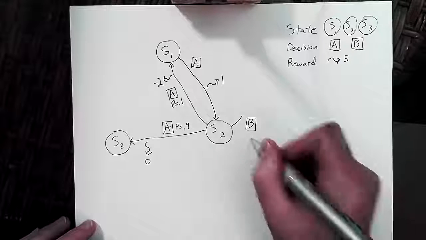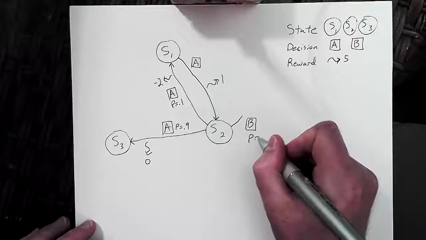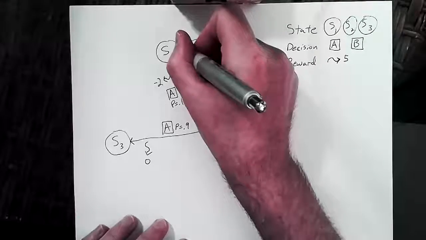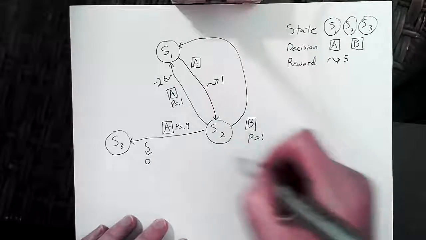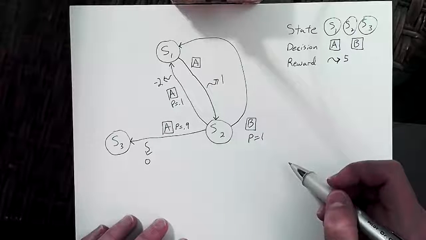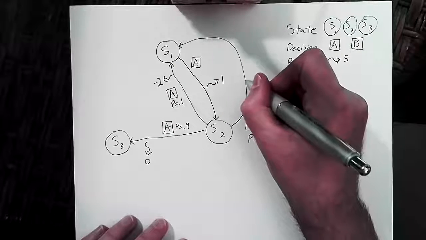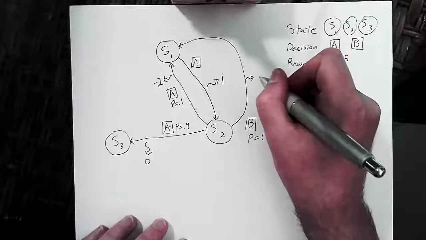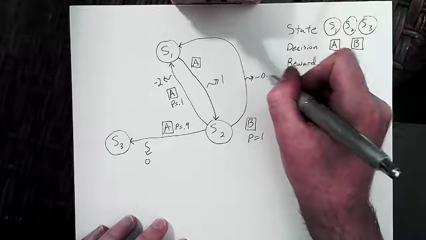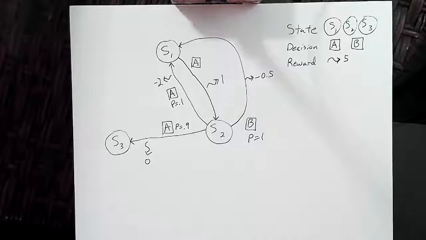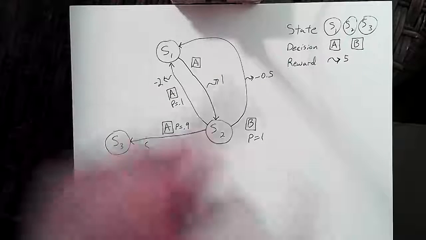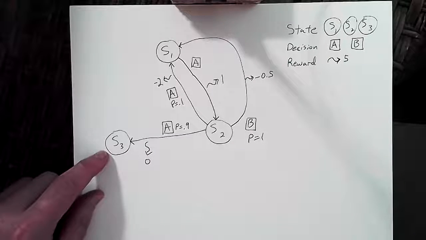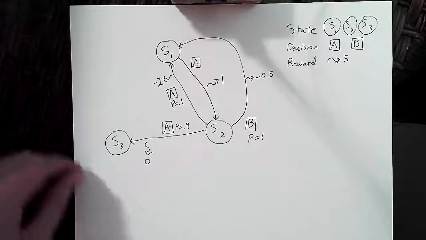And maybe it has a probability of 1, and it takes me right back to here. That seems to be better, because then I could just get the reward over and over again. But maybe it also has a negative reward, let's say -0.5 or something. That still seems okay. I could go around this loop repeatedly getting 0.5. But if I could go around this way, I can get 1 every time.